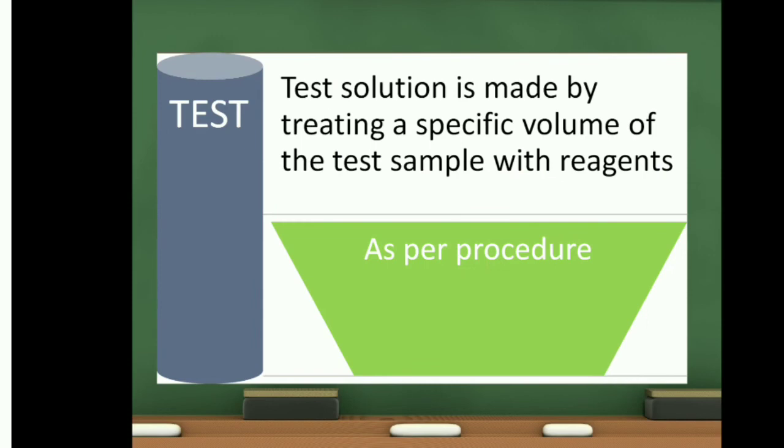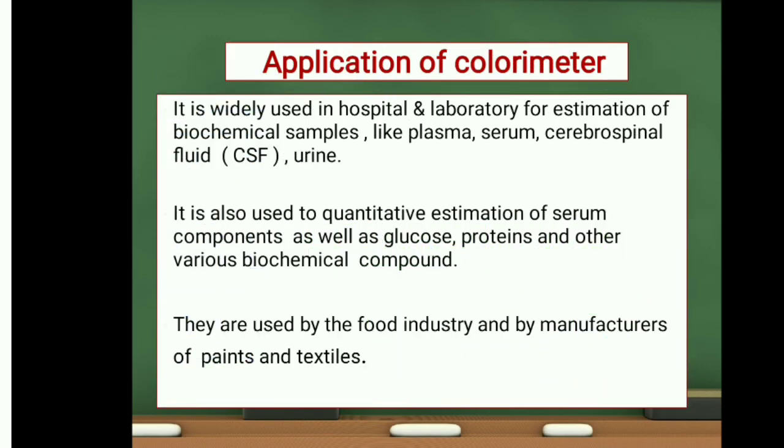Next we have test. Test solution is made by treating a specific volume of the test sample with reagent as per the procedure. Application of colorimeter. It is widely used in hospitals and laboratories for estimation of biochemical samples like plasma, serum, CSF, urine, etc.